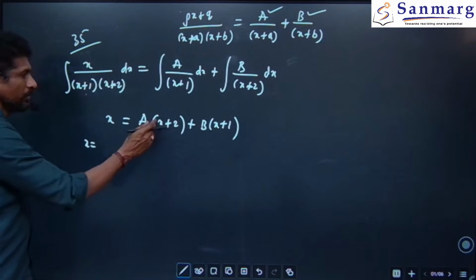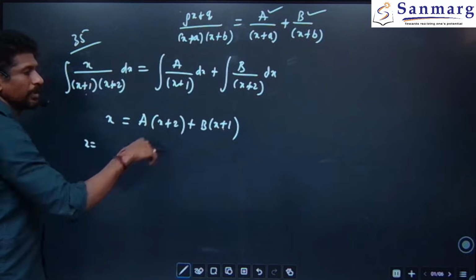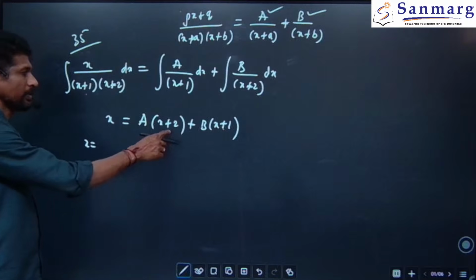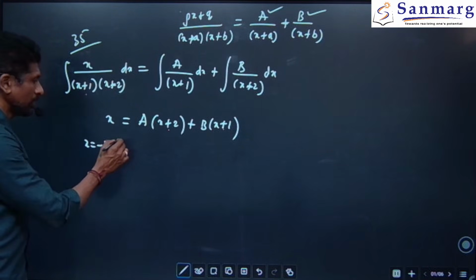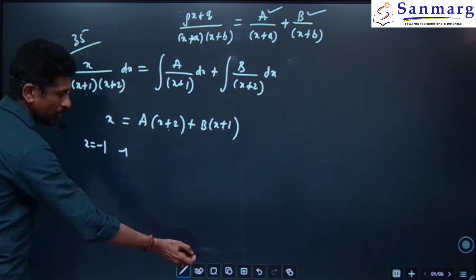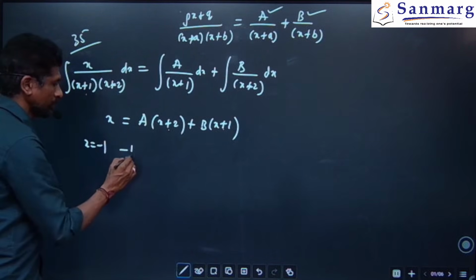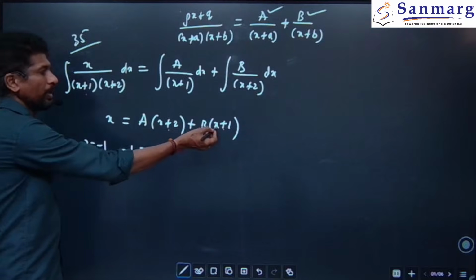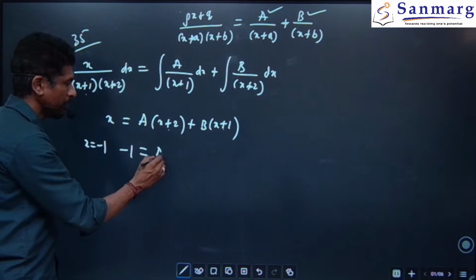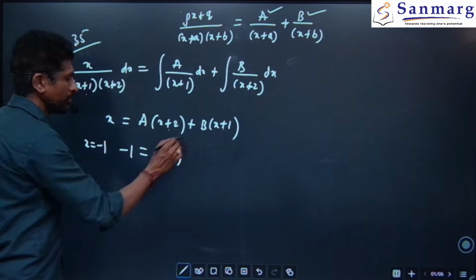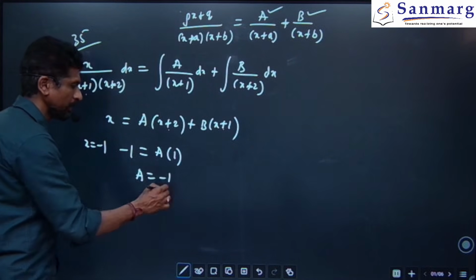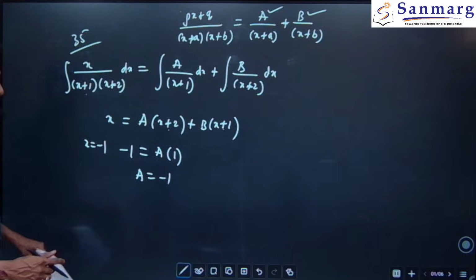First, for x plus 1, consider x equal to minus 1. For x plus 2, consider x equal to minus 2. If you consider x equal to minus 1, the LHS is minus 1 now, and B becomes 0. So A becomes 1 itself, because 2 minus 1 is minus 1, and B becomes 0. So automatically the A value becomes minus 1.